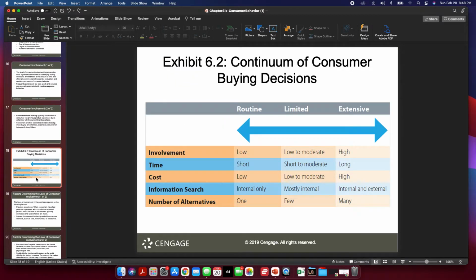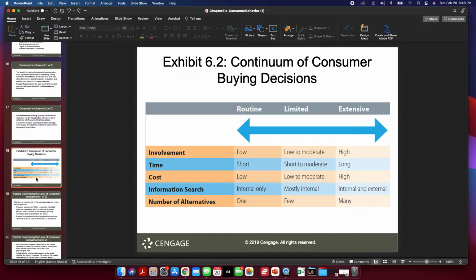So, if we broke those three categories down into a graph, this is what the graph would look like. The factors show that routine purchases take low involvement and a short amount of time. They usually cost very little, we usually don't ask for opinions, and we don't really compare them with anything else. Those are routine products and routine decisions that we make, like gum.